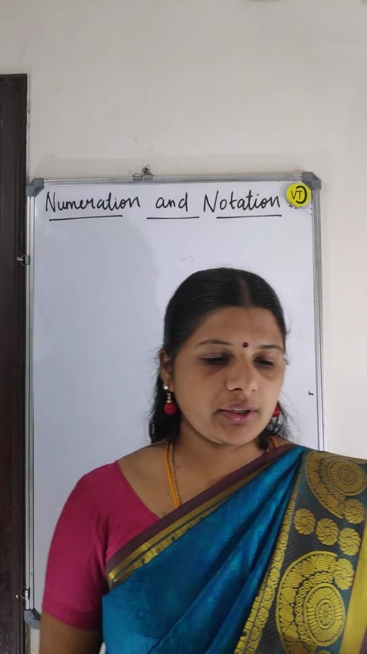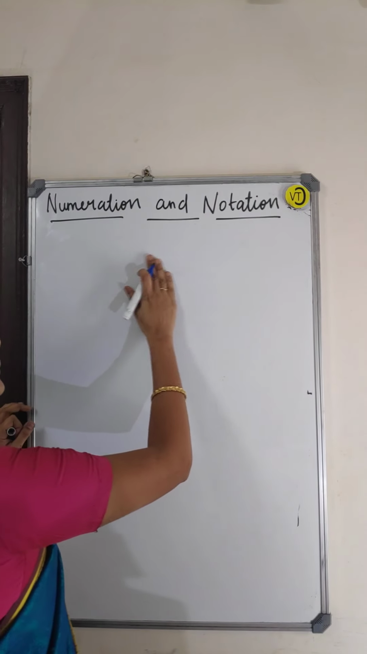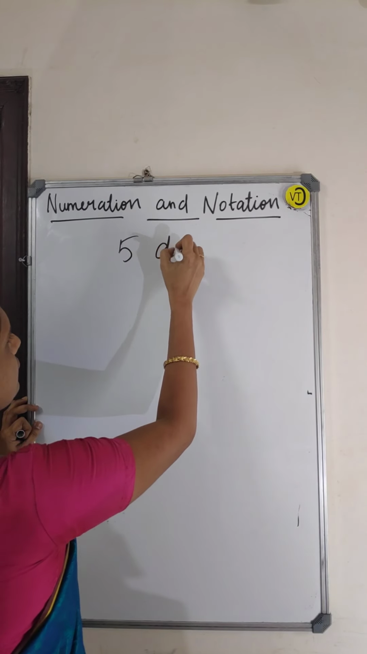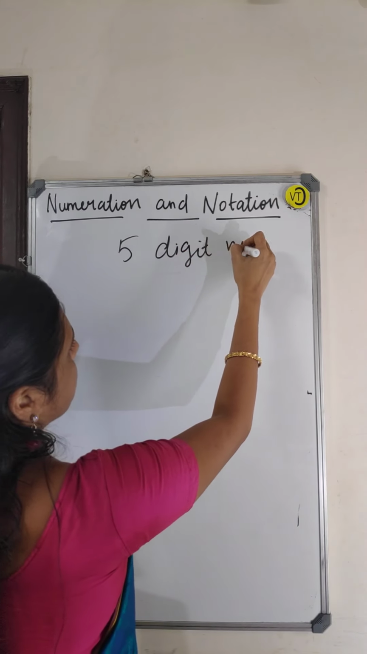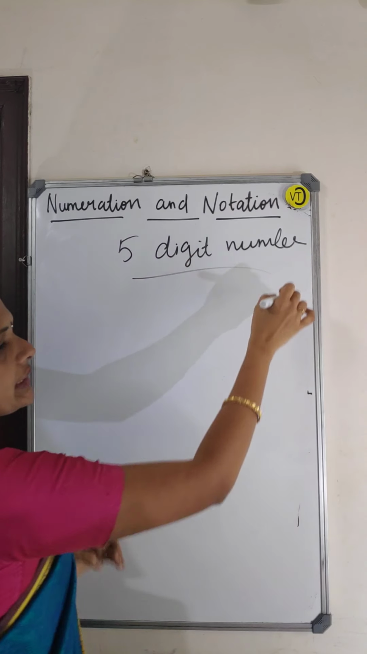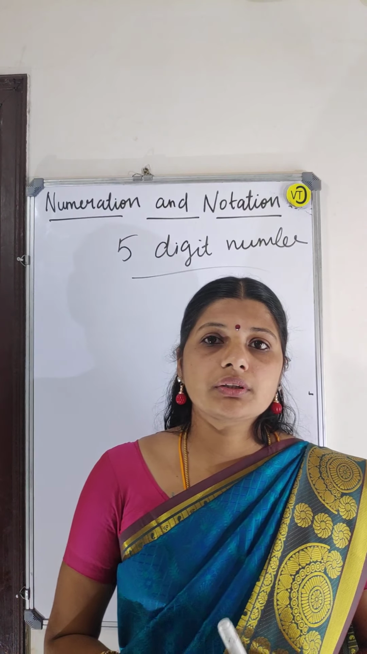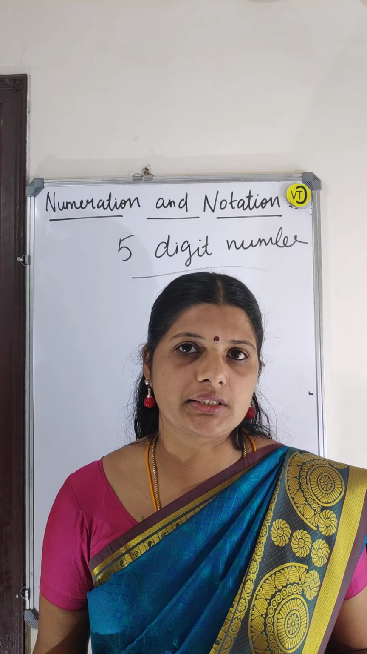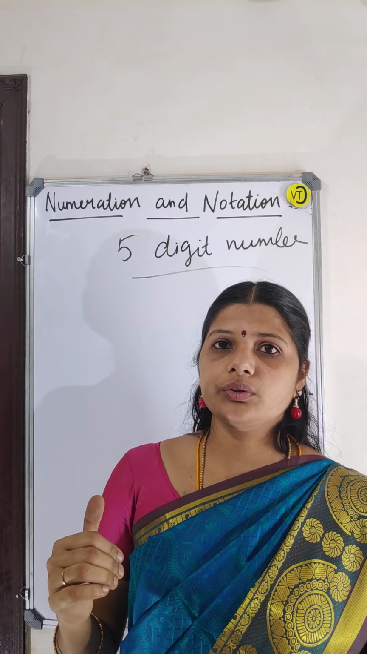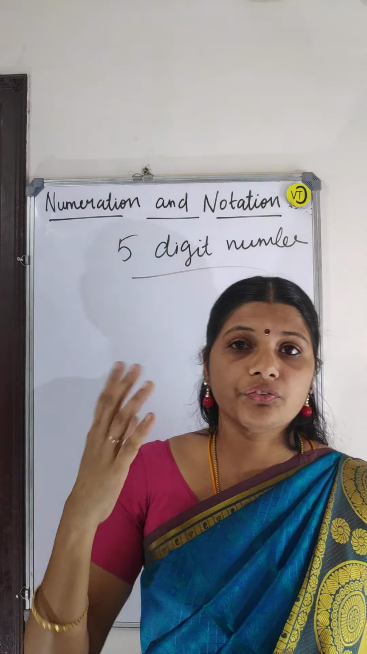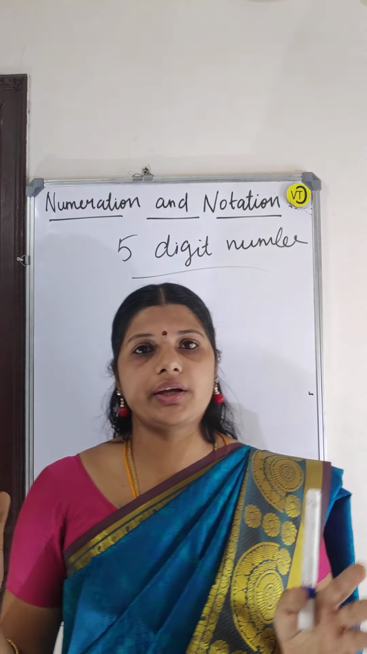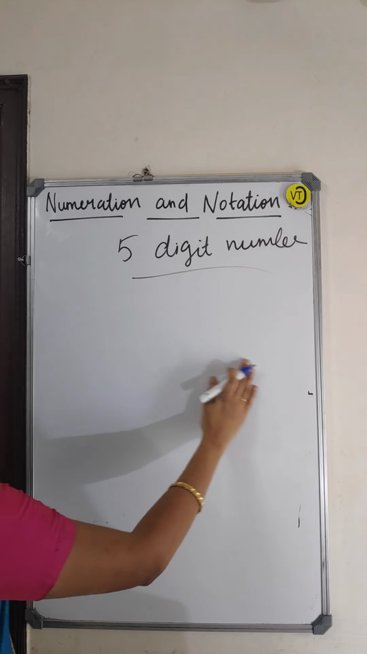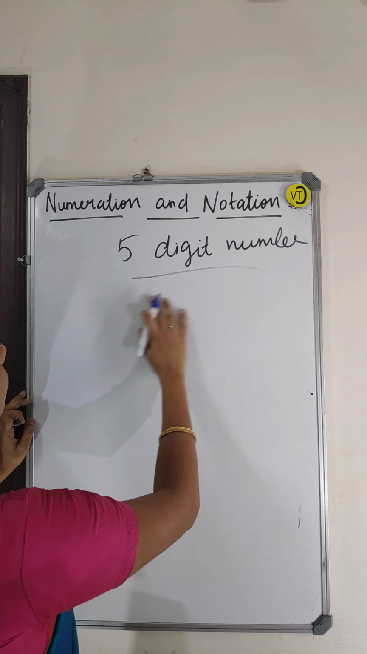Okay. The next one I am going to start with the 5-digit number. Before the session, I told you we have discussed only 1 digit, 2 digit and 3 digit so far. Now I am going to go for 5 digit, 4 digit, 6 digit, this way. Okay. How do we get 5 digit? How will we be getting it?